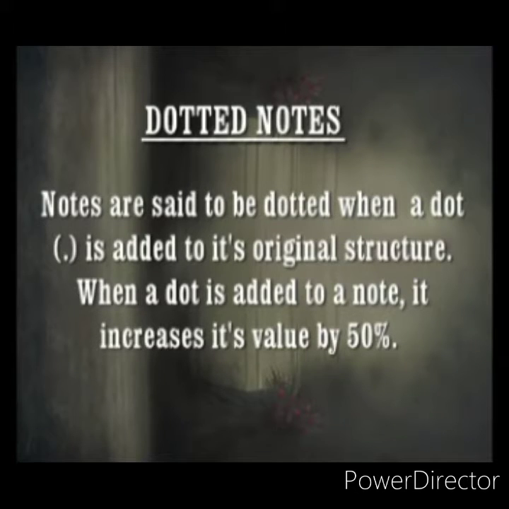Now let us go to dotted notes. Notes are said to be dotted when a dot is added to its original structure. When a dot is added to a note, it increases its value by 50% of the value of that particular note. We will see examples of this as we go on.